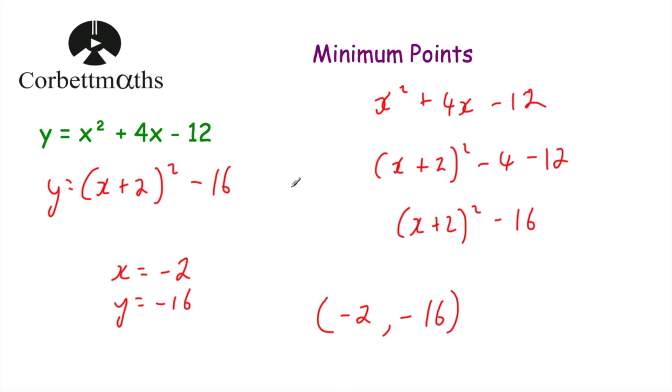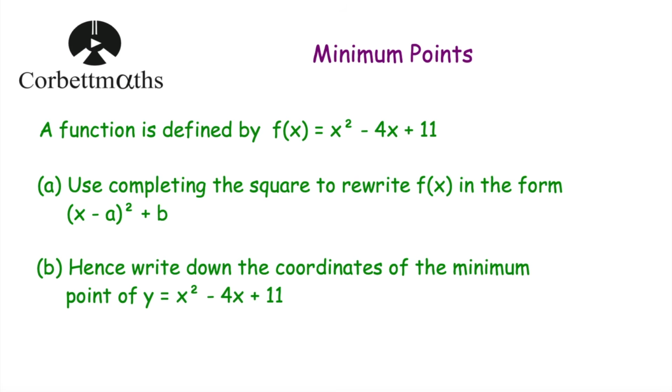Okay, so now let's have a look at some exam style questions on this. Okay, so here's an exam style question. We've been told a function is defined by f of x equals x squared minus 4x plus 11, and we've been asked to use completing the square to rewrite f of x in the form of x minus a close bracket squared plus b. So we need to do completing the square on this.